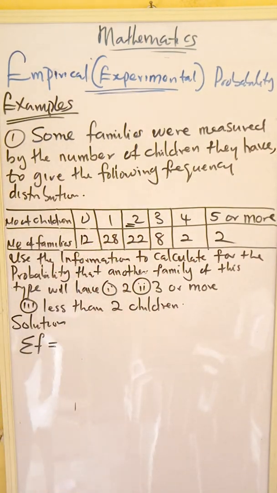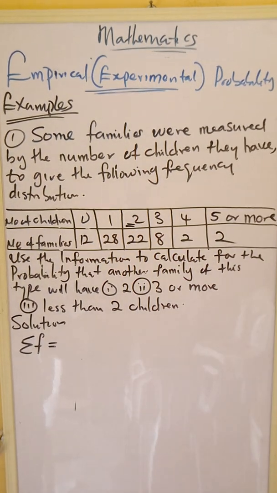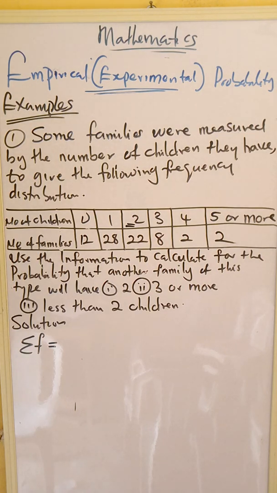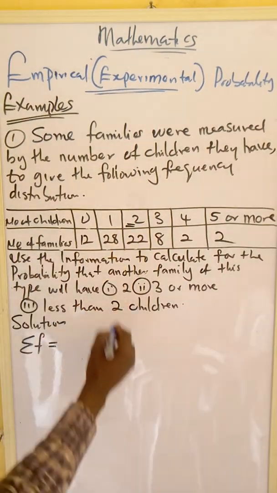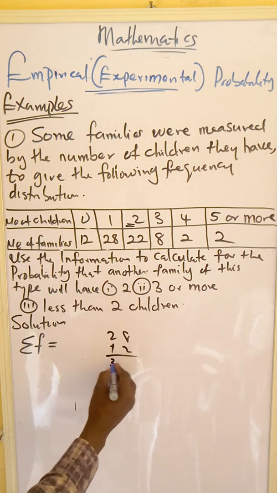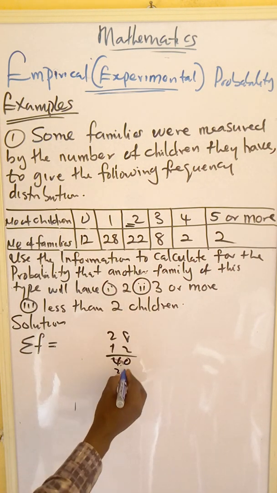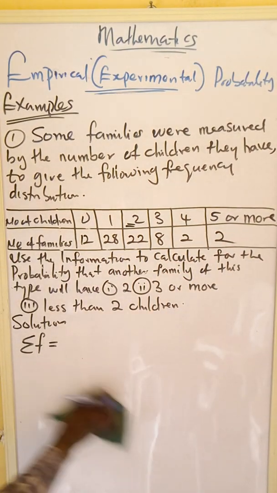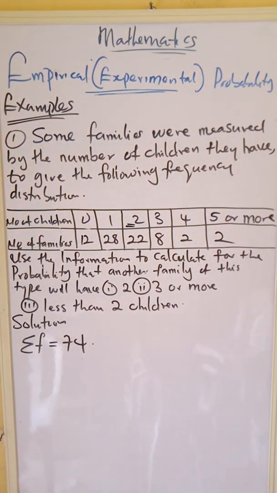So now we calculate 12 plus 28, which gives us 40. 40 plus 22 is 62. 62 plus 8 gives us 70. 70 plus 2 gives us 72. 72 plus 2 gives us 74. Let's go again: 28 plus 12 gives 40, 40 plus 22 is 62, plus 8 is 70, plus 2 is 72, plus 2 gives us 74. Now let's go back to the first question.